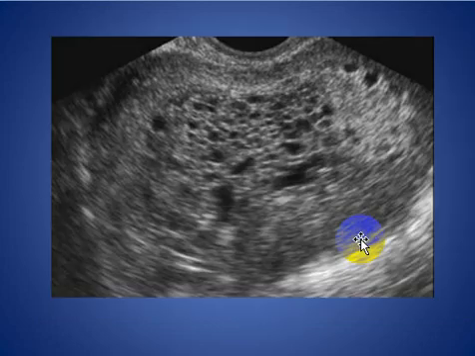Here, this is a patient with complete hydatidiform mole, as we see here the ultrasound of the uterus with the classic snowstorm appearance, or bunch of grapes appearance, of the uterine cavity in a patient with hydatidiform mole or gestational trophoblastic disease.